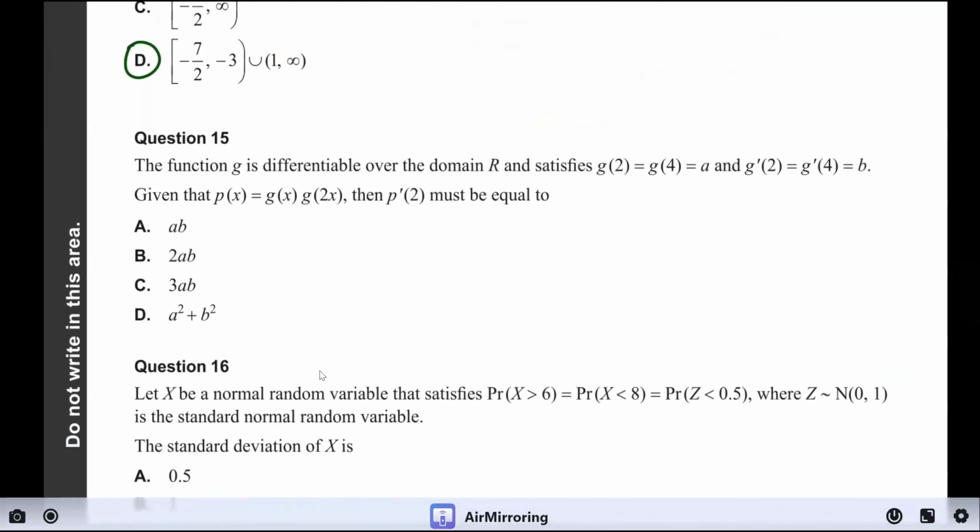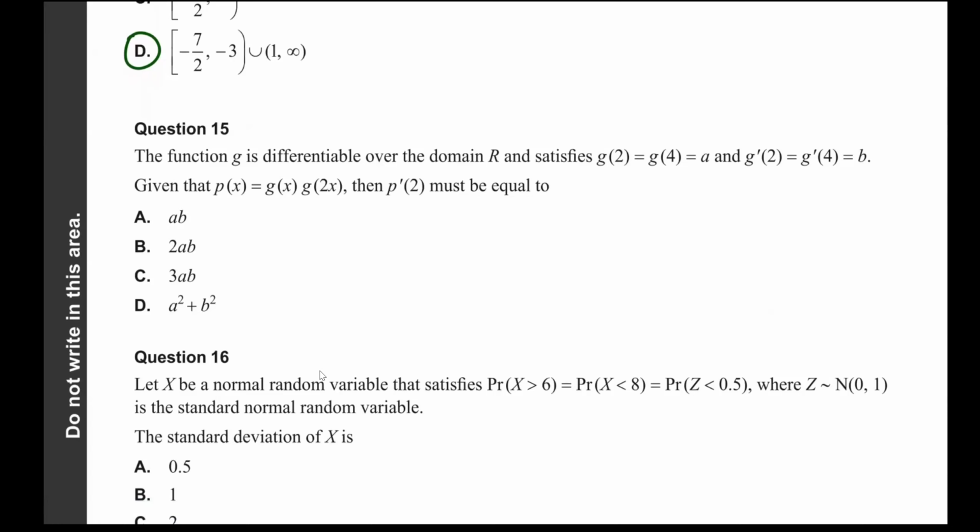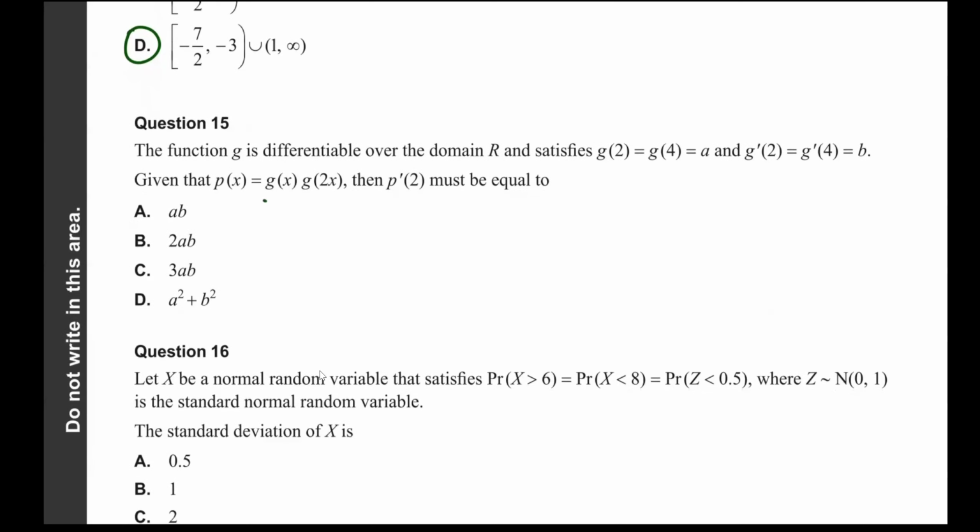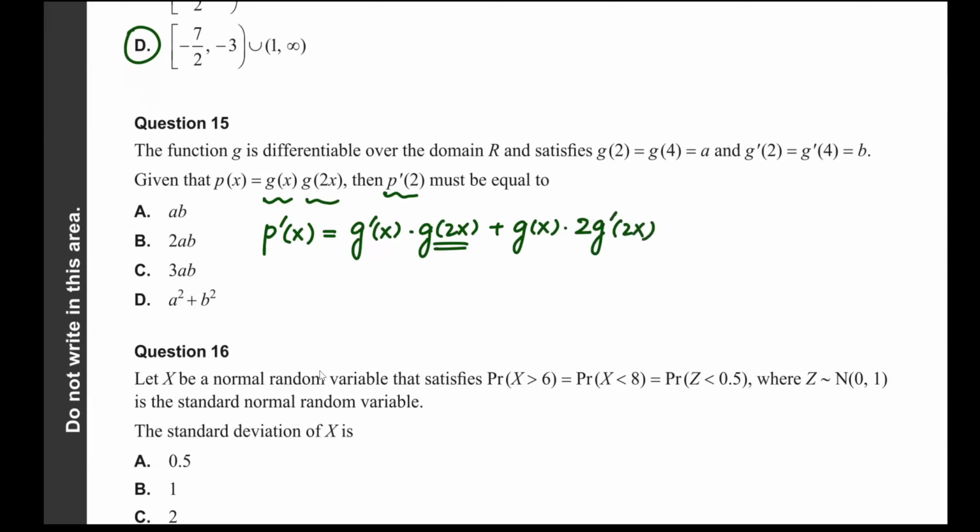Question 15. Function g is differentiable over domain R and satisfies g(2) equals g(4) equals a, and g(-2) equals g(-4) equals b. Okay, p(x) is g(x) times g(2x). We want to find p'(-2). So what I'm going to do is take the derivative. You might get g'(x) times g(2x) plus g(x) times, notice the chain rule here, 2 lots of g'(2x).